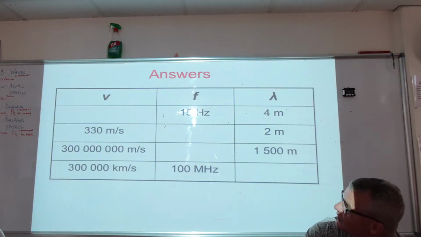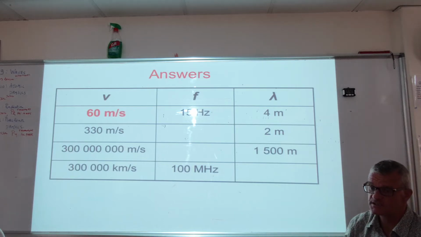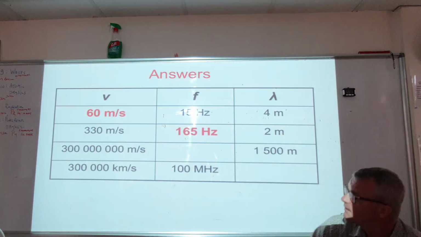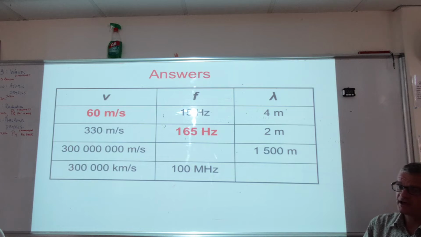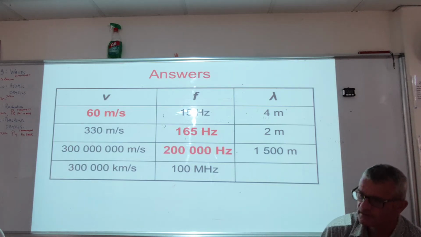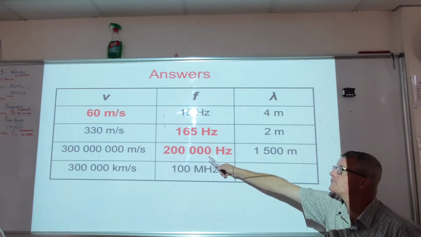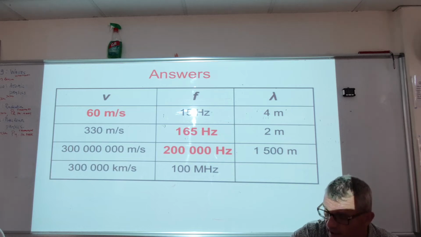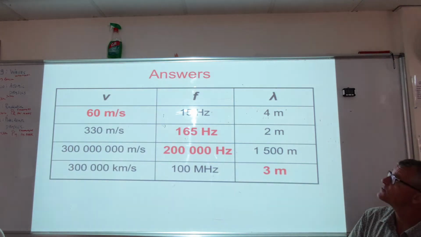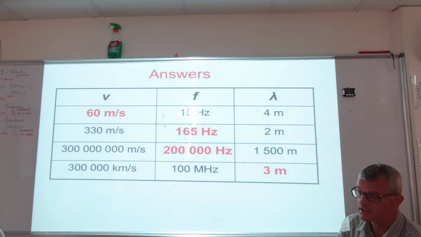Okay. Answers. First one, 60 meters per second. Second one, 165 hertz. Third one, 200,000 hertz or 200 kilohertz. And the last one is 3 meters. Okay?